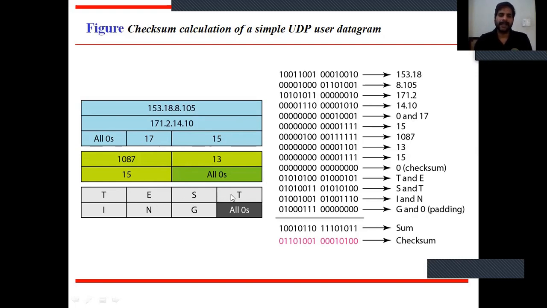Now the text is converted to ASCII values in 16-bit form. Now sum all these values, take the complement of the sum, and find the checksum. So we calculate the checksum of UDP in this way.